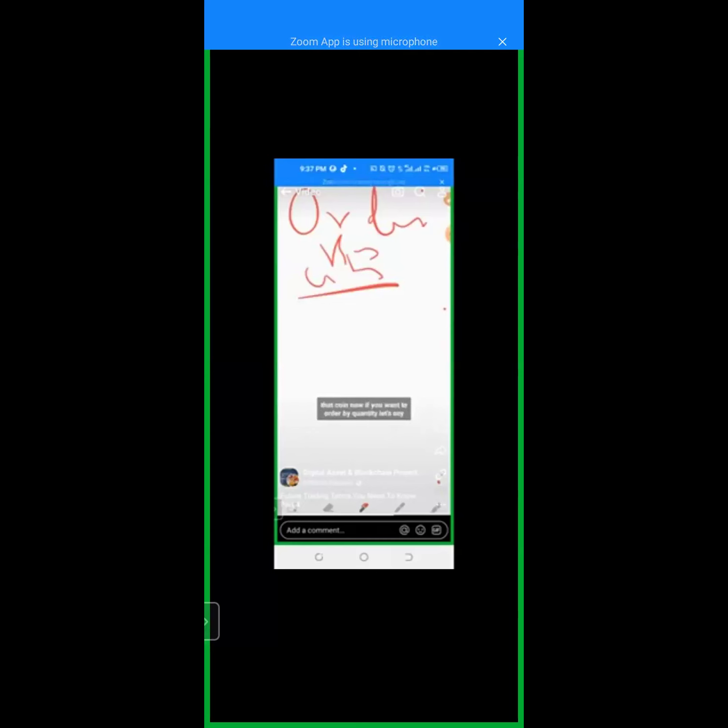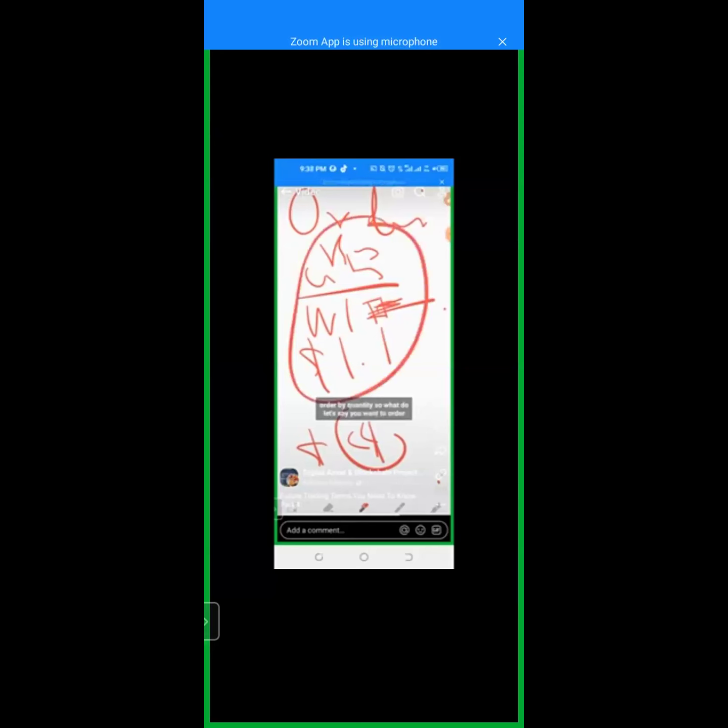Now, if you want to order by quantity, let's say WIF, current price is $1.1. Let's say you want to order $4 worth of this. The 1 unit of WIF is $1.1, and you want to place the order by quantity. So what will you do?